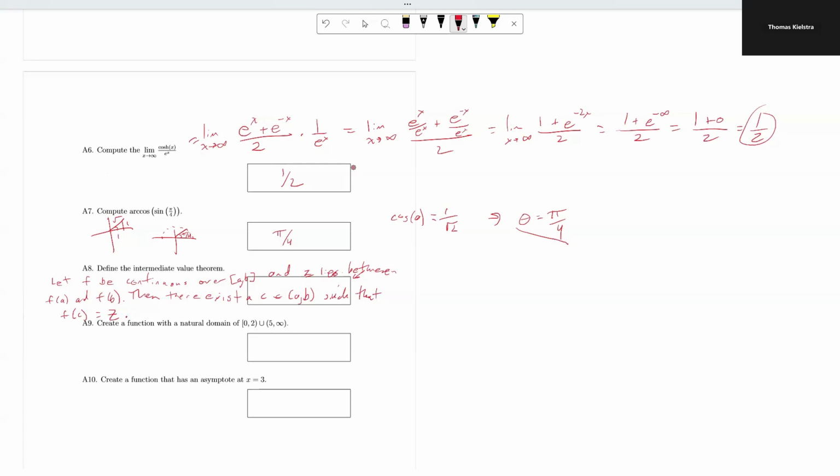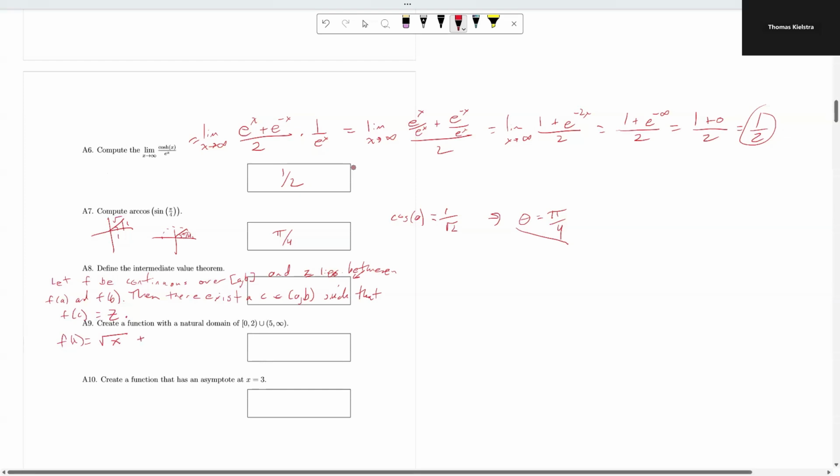Next, we're going to create a function with this natural domain. And to create this function, what I like to do is just add functions until I get my domain constraints. So the first one is x greater than or equal to 0. So I'm going to let f of x equal, I'm going to start with root x. So I'm greater than or equal to 0. Then I'm going to add another function. And this function is going to be defined everywhere except where I remove another piece. So I don't want to be defined between 2 and 5.